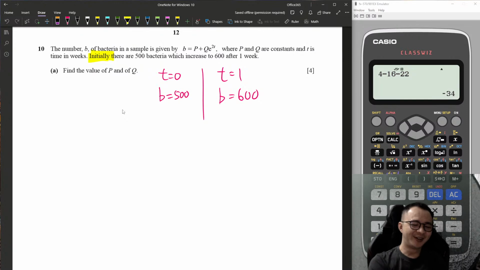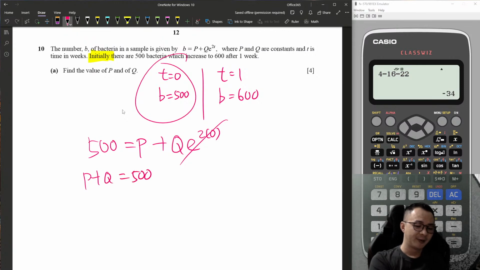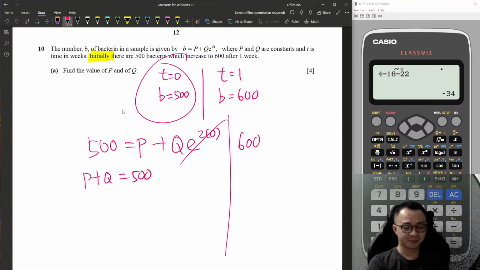Okay, so starting from this one first is easier because I love 0. So 500 equals P plus Q e^0. e^0 is 1, so I can ignore it. So I got the first equation, which is P plus Q equals 500. I'm not sure I can use elimination later, so I will just leave it there first.